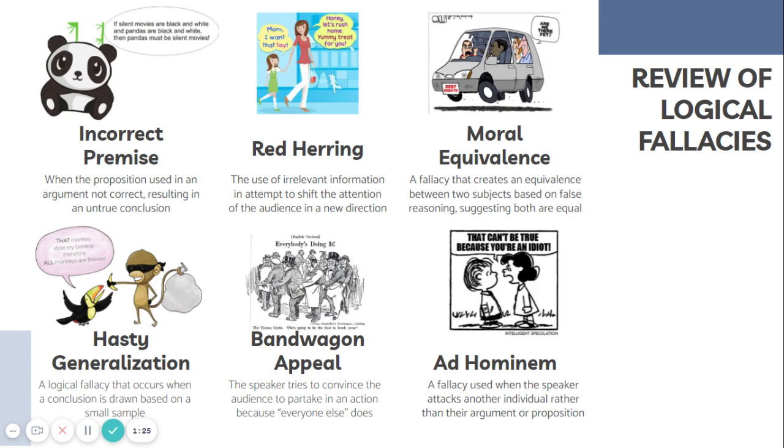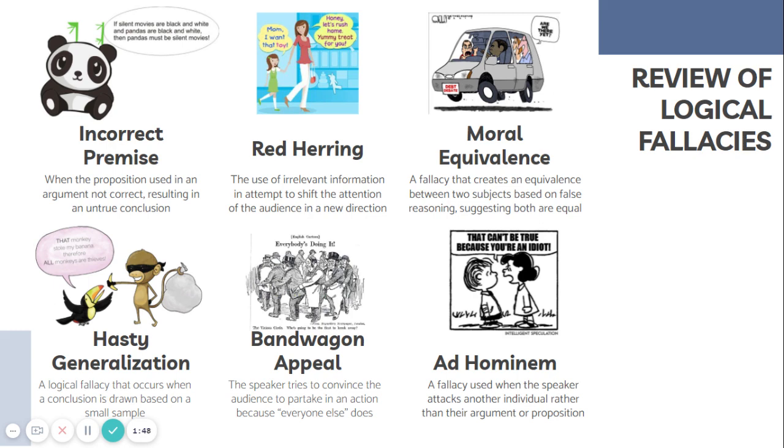So next, I'm going to review some logical fallacies, and these are not all that are given, but these are just a few that I think you should know. So incorrect premise is when the proposition used in the argument is not correct, and so this results in an untrue conclusion. A red herring is the use of irrelevant information in an attempt to shift the attention of the audience in a new direction.